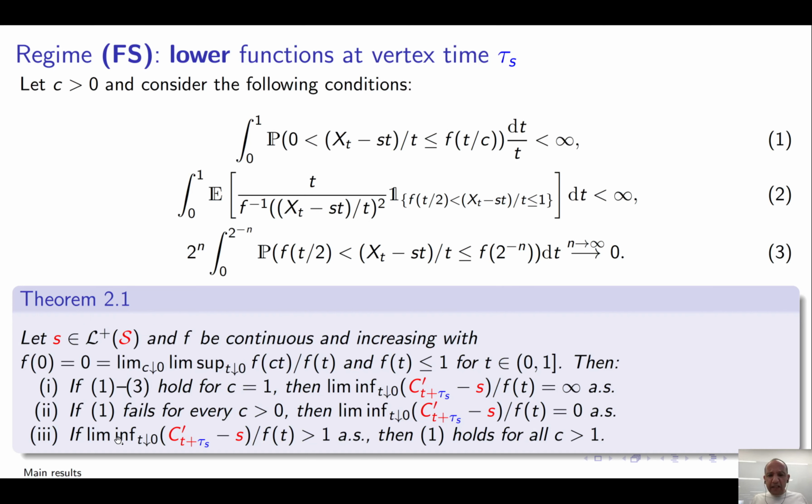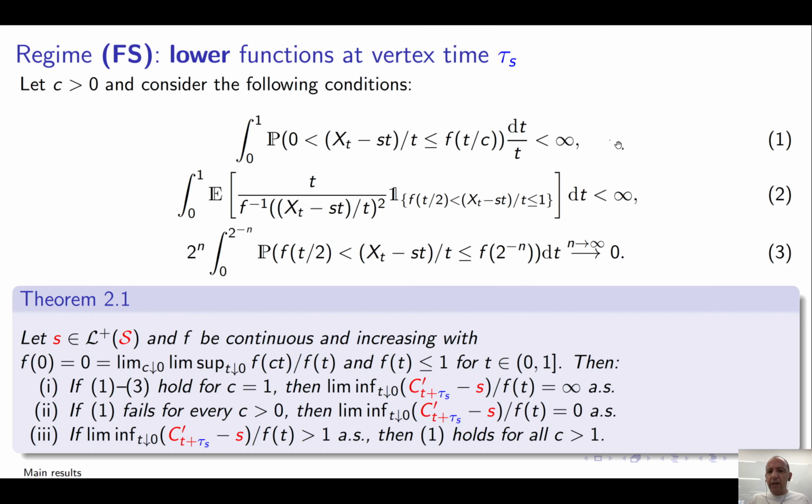I want to show that these assumptions are close to necessary also. They're general assumptions, and they're close to necessary. So if this lim inf is not zero, then one has to hold for some c. So what are these assumptions? I don't want to go into too much detail. One thing to note is this first assumption is to do with large jumps. It maybe doesn't look like that exactly, but it's to do with large jumps of this vertex time process. So these large jumps need to be controlled.